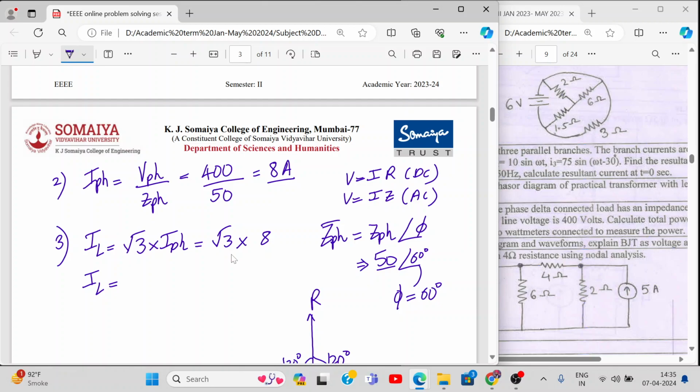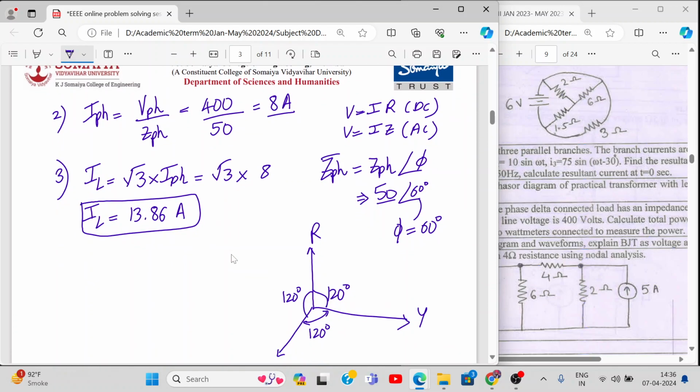Okay. So can you tell me this now? How much it is? 8 into root 3. What is this number? So 13.856. So 13.86 amperes. Line current मिल गया. Why I am finding this, I'll let you know.